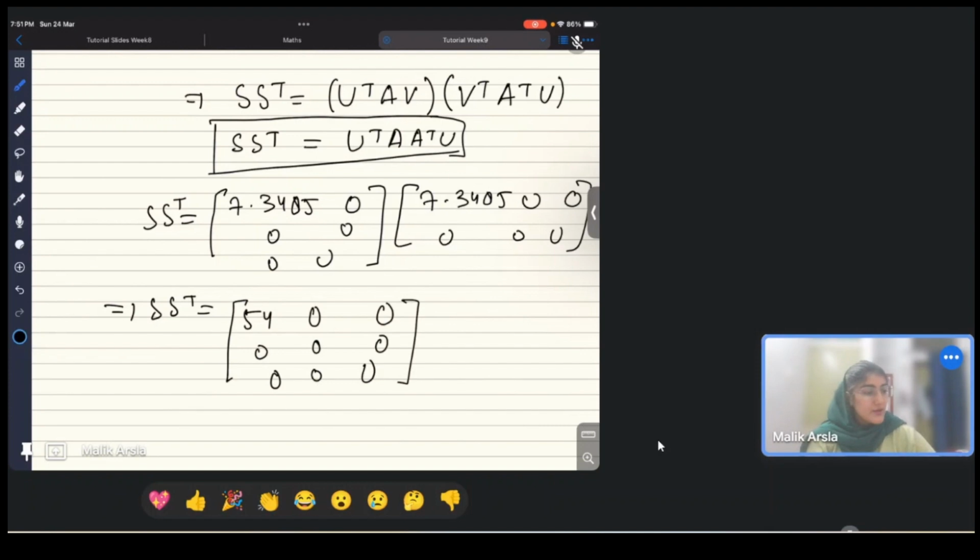So the answer is a diagonal matrix. It will be written as diag. This is just a notation of this thing only. Understood everyone till here?